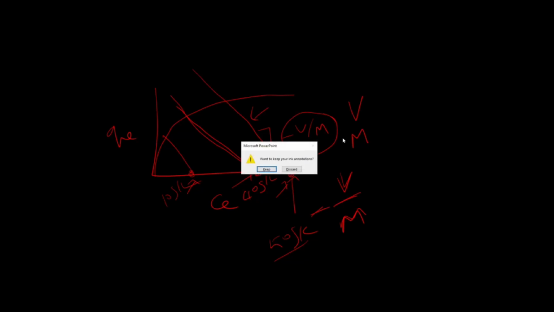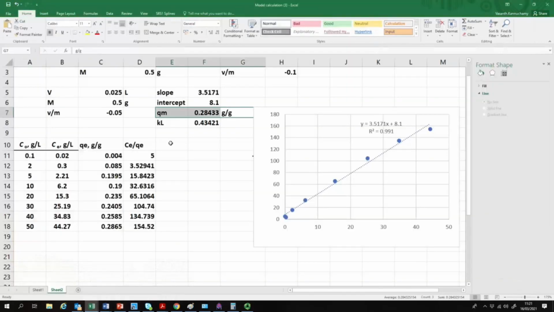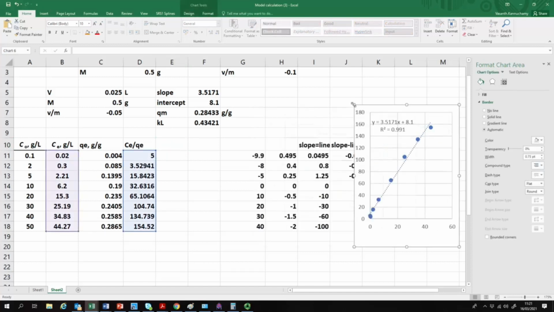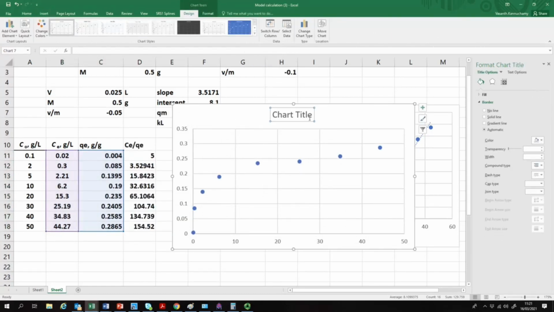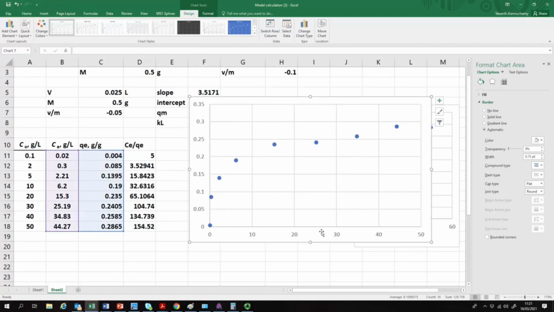If you want, you can use the calculator, or you can use an Excel sheet. It's up to you, whichever is comfortable for you. So let's calculate it. I will keep this plot aside and let's plot CE versus QE. This is a plot of CE versus QE. On the x-axis we have CE, on the y-axis we have QE, and don't forget the unit. CE is expressed in grams per liter, QE is expressed in grams per gram.